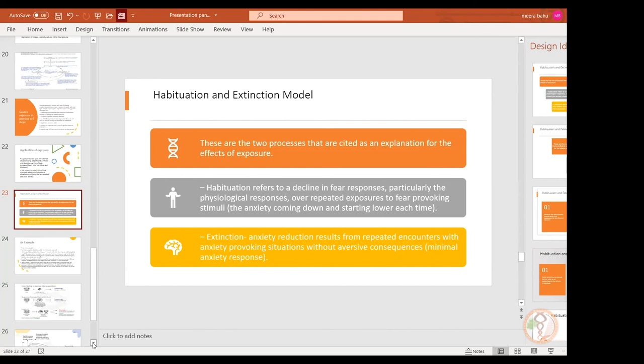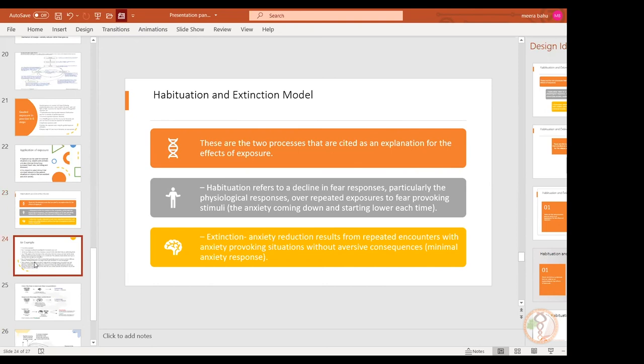So extinction is actually anxiety reduction that results from repeated encounters with an anxiety-provoking situation without aversive consequences. Minimal anxiety response. The aversion is gone. The anxiety is gone. They are no longer having that. So that's completely stopping them from having anxiety.